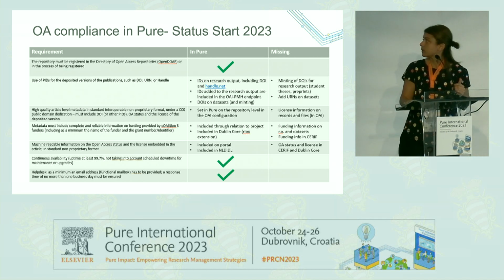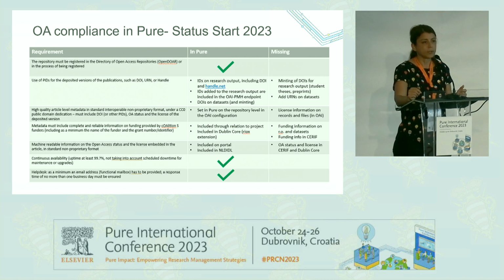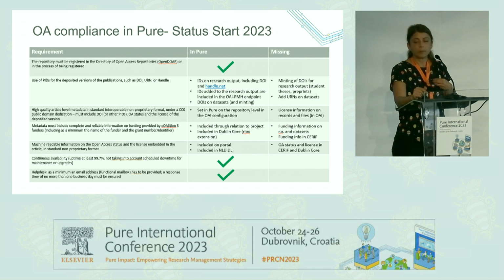I hope it's readable. We made a list of these requirements that are going around. The first one is that the repository must be included in the OpenDOAR directory, and then the requirements revolve around interoperability and accessibility: data having licenses, information on funding and related grants, persistent identifiers, DOIs, etc.